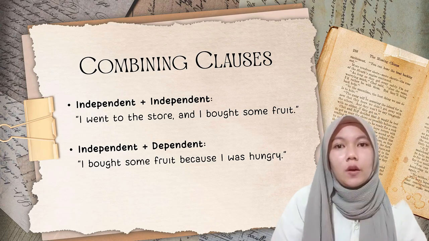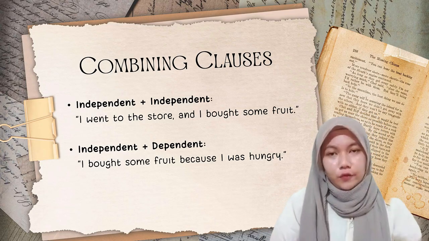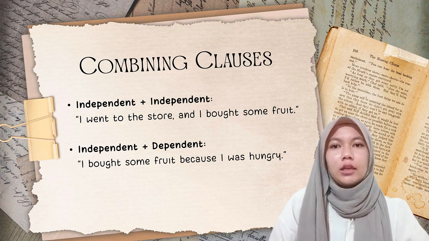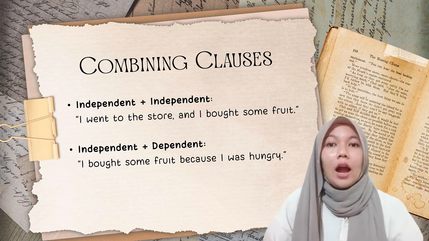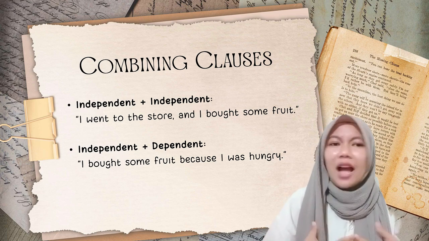And combining clauses: independent and independent. I went to the store and I bought some fruit. And independent and dependent: I bought some fruit because I was hungry.